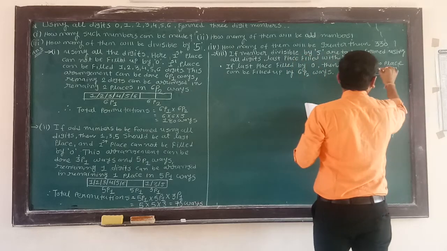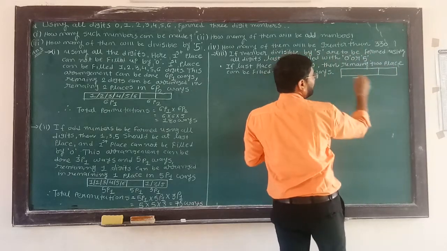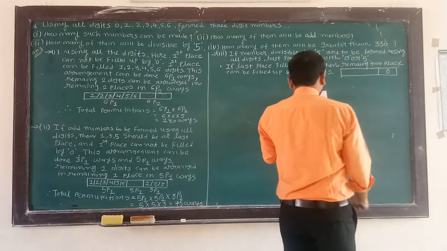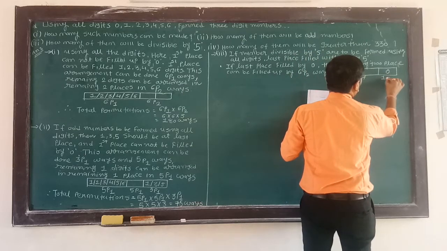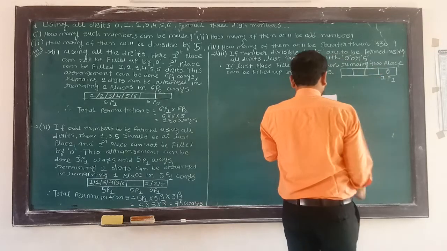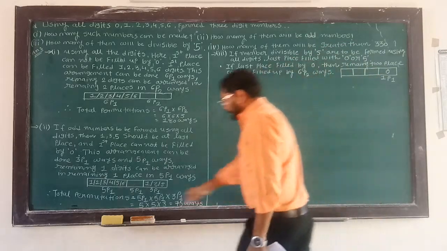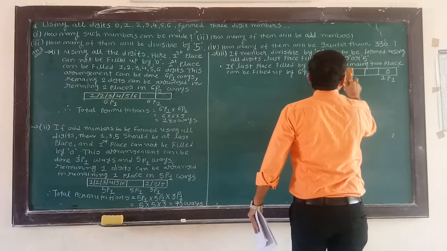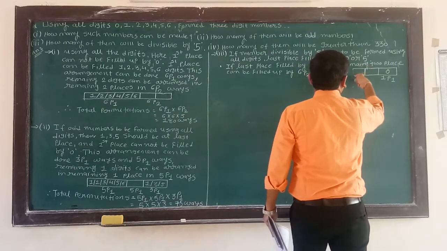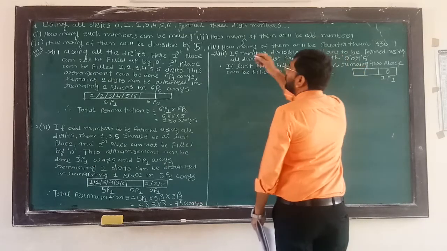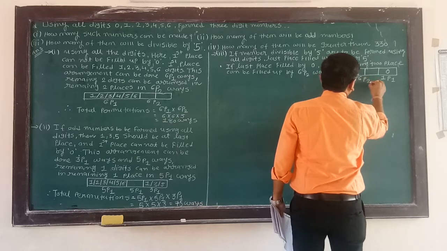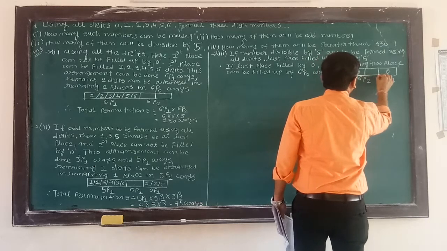See the students, here we do last place filled with 0, so we write here 1p1, and the remaining 2 places, out of 3, are filled with other numbers. The remaining numbers are 6, means 6p2.